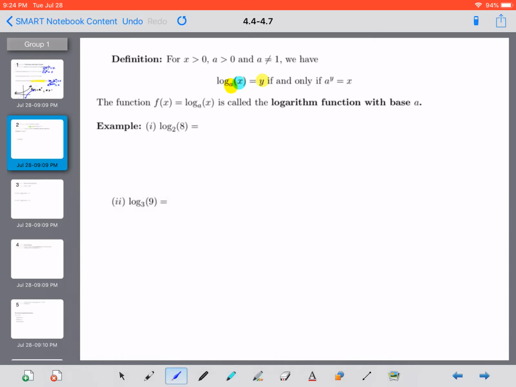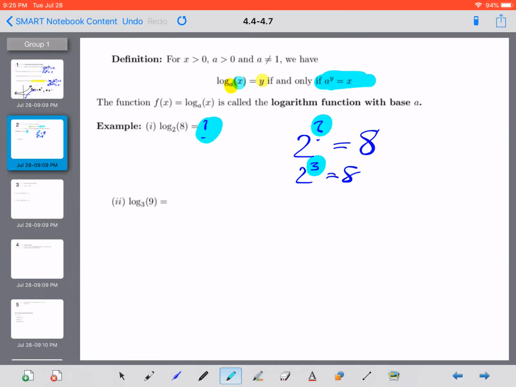If we're trying to compute log base 2 of 8, it's going to be equal to some number that we're looking for. And using this definition, whatever that thing is that we're looking for, it has to be the case that 2 raised to that number, that question mark, is equal to 8. So you should be thinking to yourself, what do I need to raise 2 to the power of to get 8? Well, 2 cubed is equal to 8. So that question mark is going to be 3. So log base 2 of 8 is equal to 3, and that's because 2 to the third power is equal to 8.